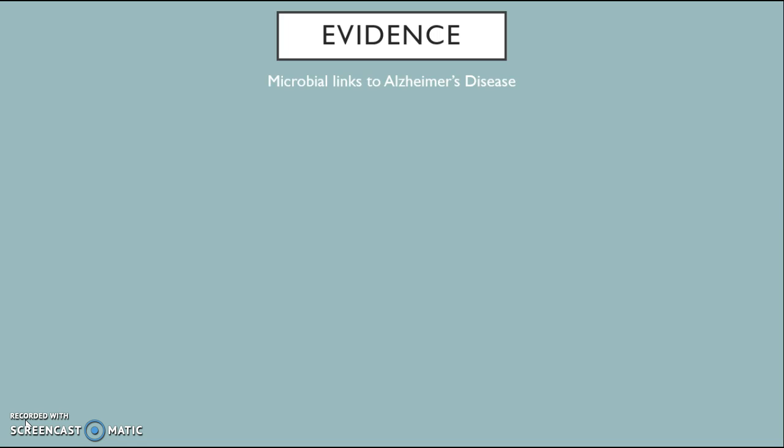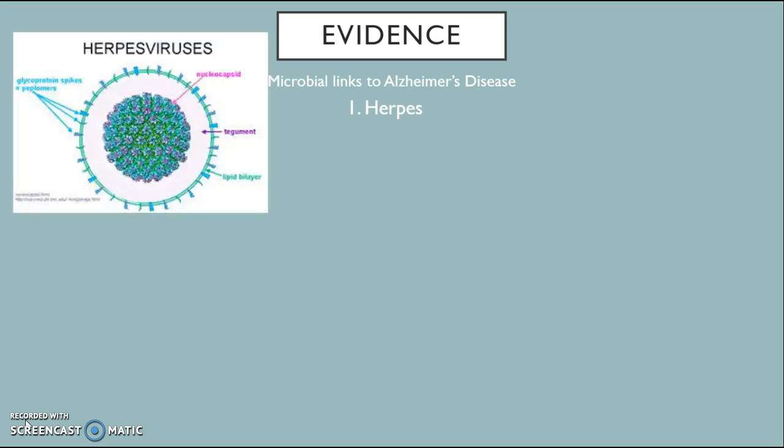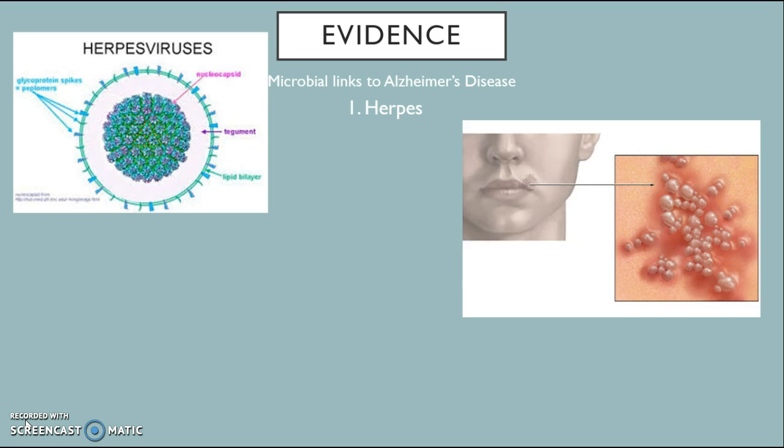Okay, so some evidence linked to Alzheimer's disease. The first one would have to be herpesvirus. One specific case would be the herpes simplex virus type 1. This virus is responsible for cold sores. A lot of people think that herpes is automatically the sexually transmitted disease, and they don't think of cold sores.